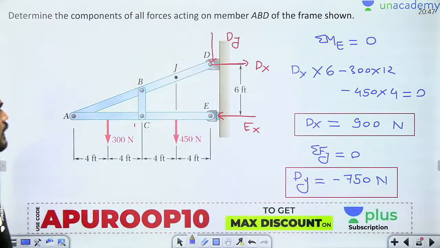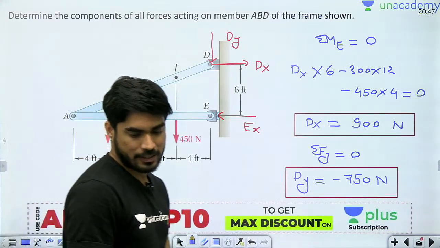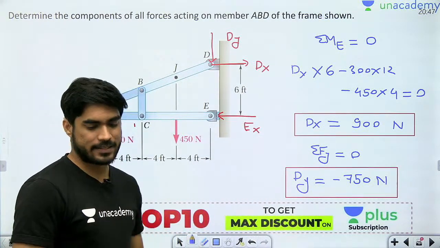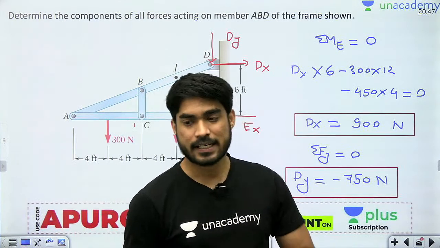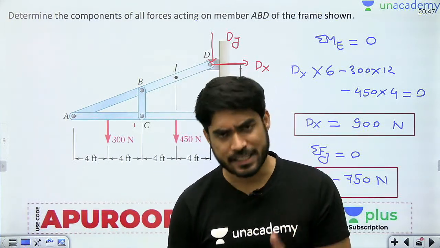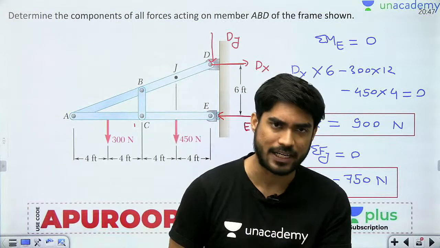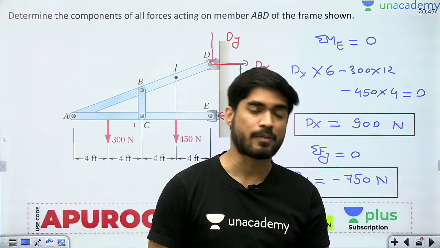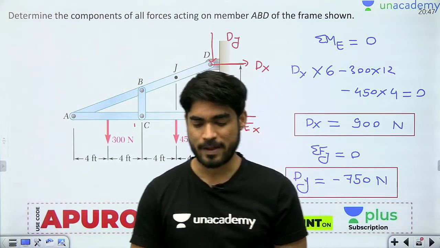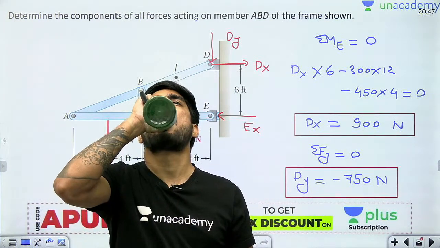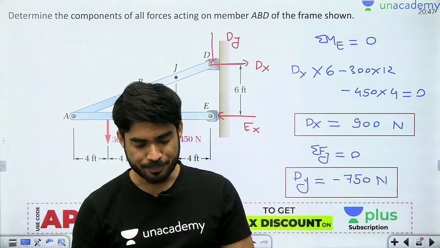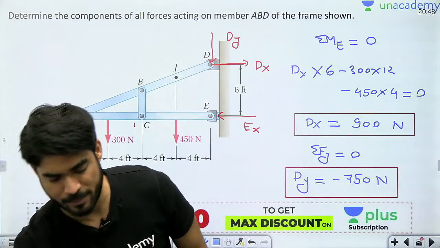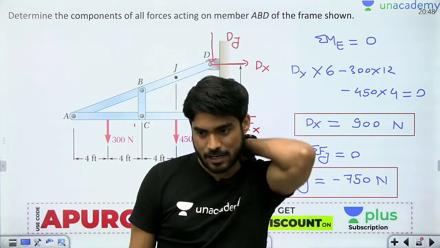So this is how we can solve the problems of frames. I hope all of you are clear about analysis of frames. I hope now you understand the exact difference between a truss and a frame, two-force member, multi-force member. When do you get a two-force member? When do you get a multi-force member? I hope everyone is clear by now.